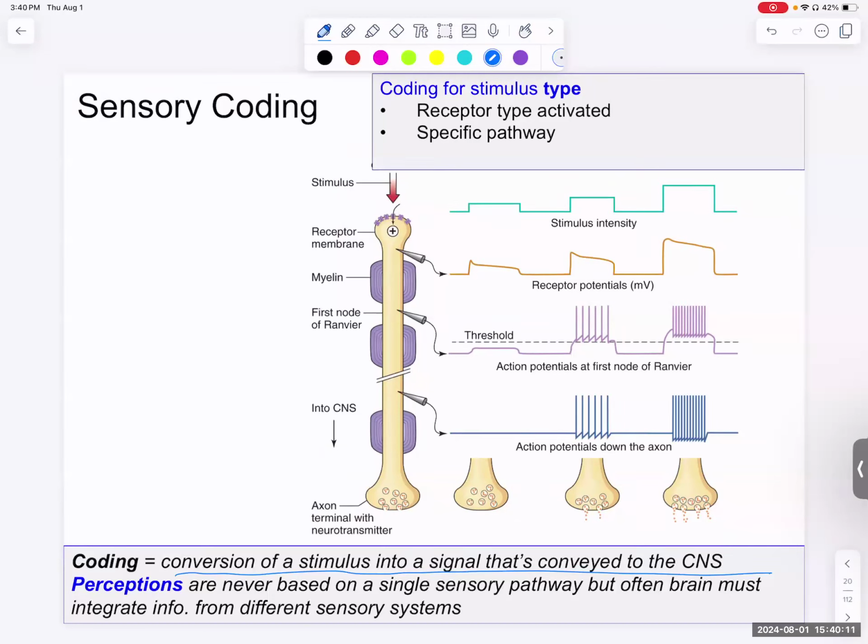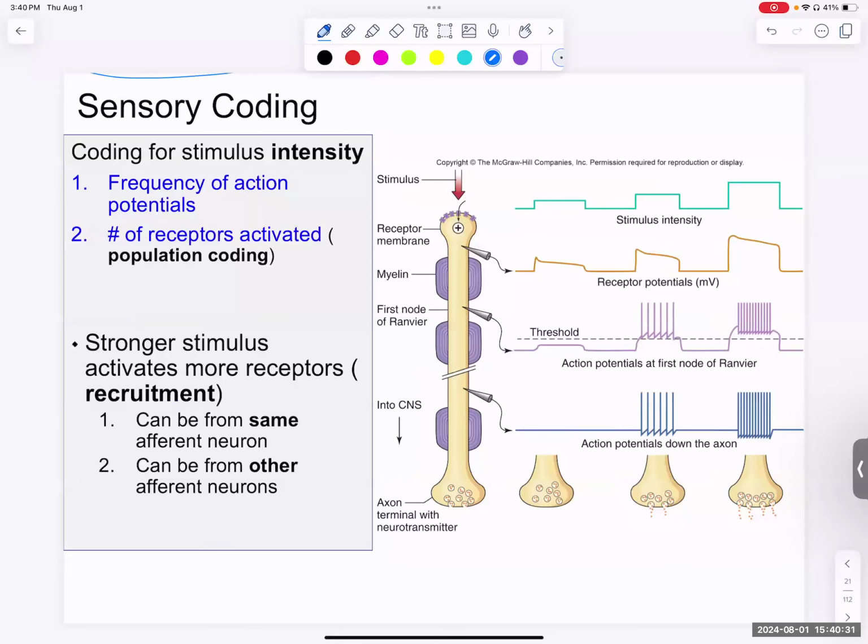By the way, perceptions are never based on a single sensory pathway, but it's the integration from the different sensory systems associating in the association areas of your brain that are giving you perceptions, which is how you're viewing that stimulus, how you see that stimulus. It's why some people can love something and other people can really not love it, right?